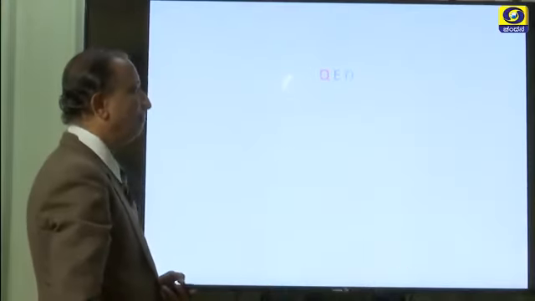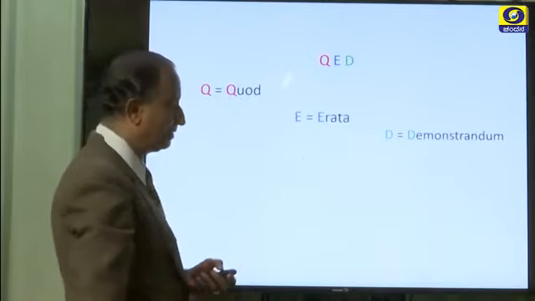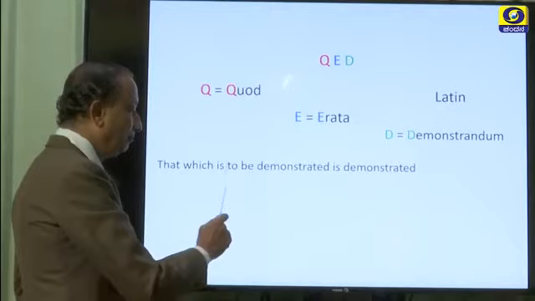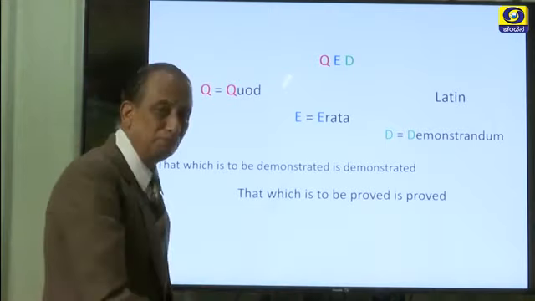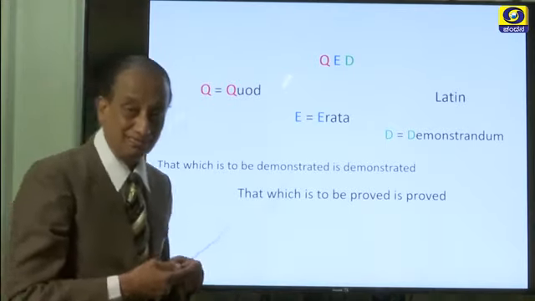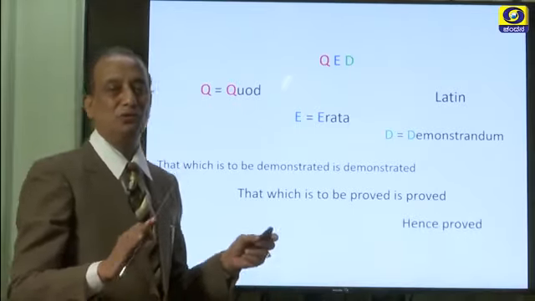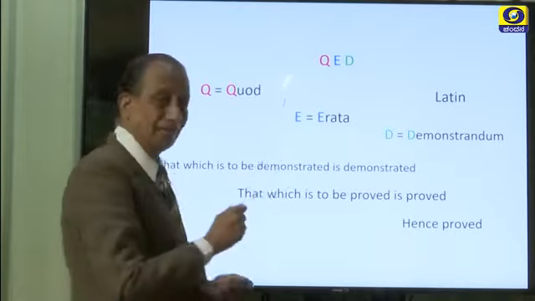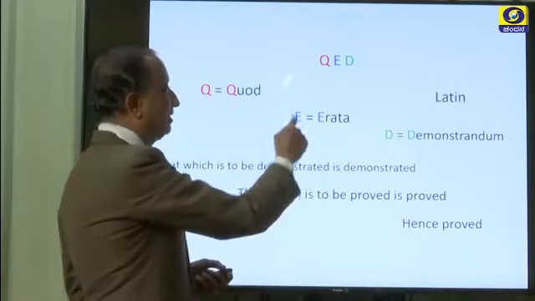So what is this QED? QED stands for Quod Erat Demonstrandum. In fact, this is in Latin. The meaning is: that which is to be demonstrated is demonstrated, that which is to be proved is proved, that which is to be established is established, or simply you can say, hence it is proved. So if you think that whatever proof we have written is really scientific and quite logical, if you are confident only, please write the word QED, otherwise it is not at all a problem.